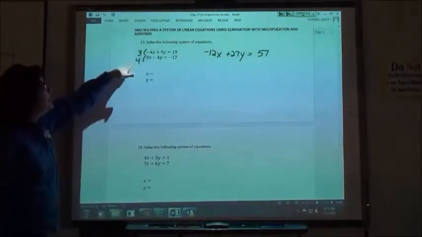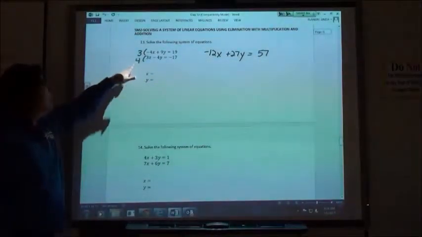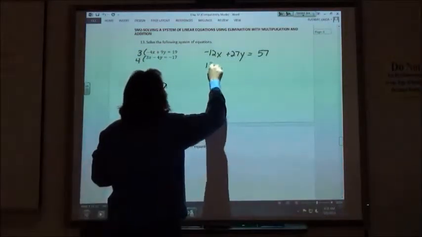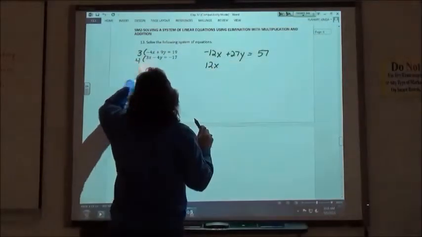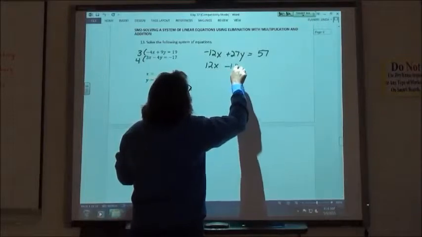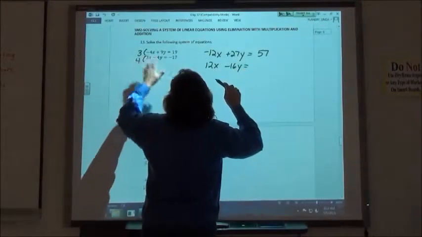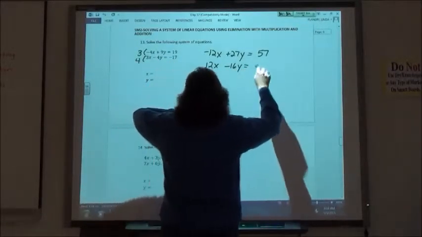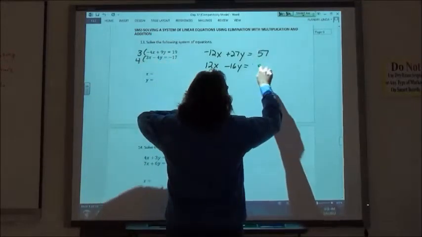On the bottom then, I'm going to take everything in that equation times 4. 4 times 3x is 12x. 4 times a minus 4y is a minus 16y. 4 times my negative 17, negative 68.